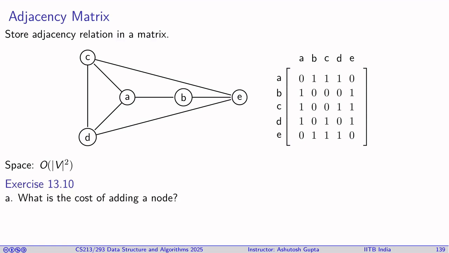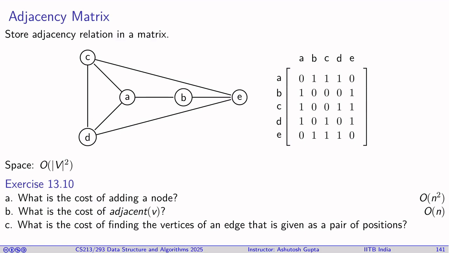So what is the cost of adding a node? When you add a node, you need to add an entire column and an entire row in this data structure. And if you want to store your matrix in some compact form, essentially you're creating a copy. So its cost is V squared. But the cost of finding adjacent V is basically traversing a row or a column of this matrix. So this is order n.